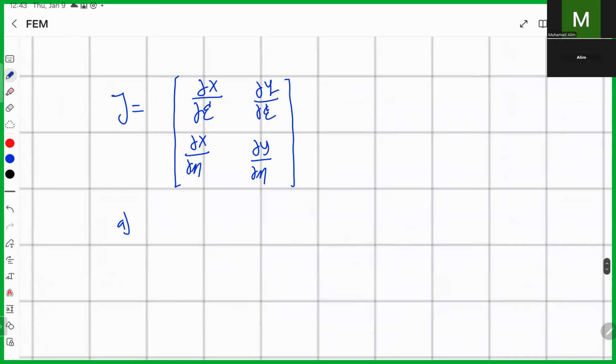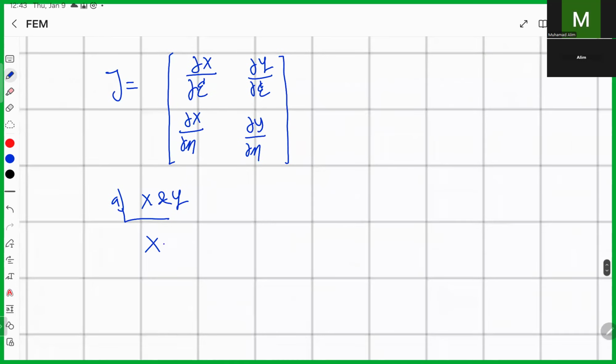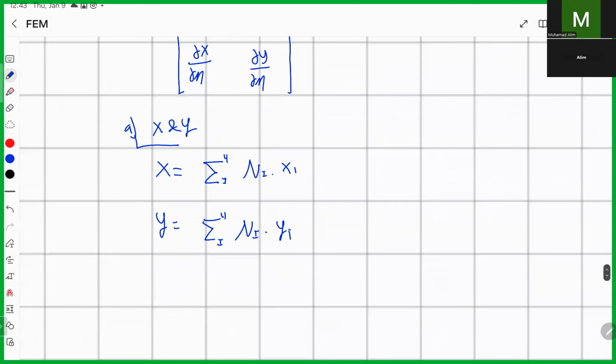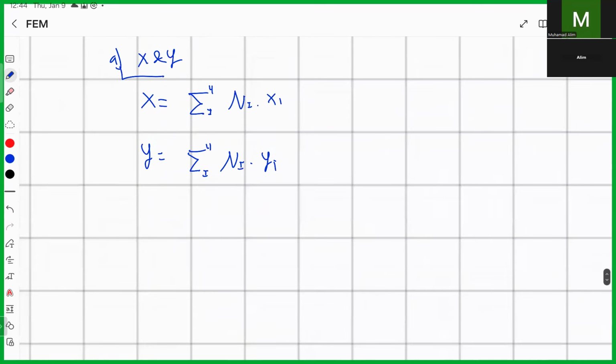The first one is we have to know how to get x and y in mapping condition, in which x here can be obtained by multiplying the shape function here with respect to xi, and then y itself can be obtained by multiplying with respect to yi. And then what we have left is the shape function, which we haven't defined before.